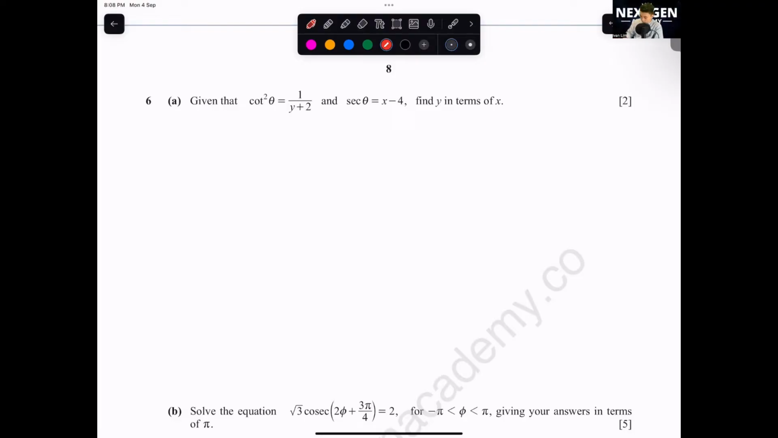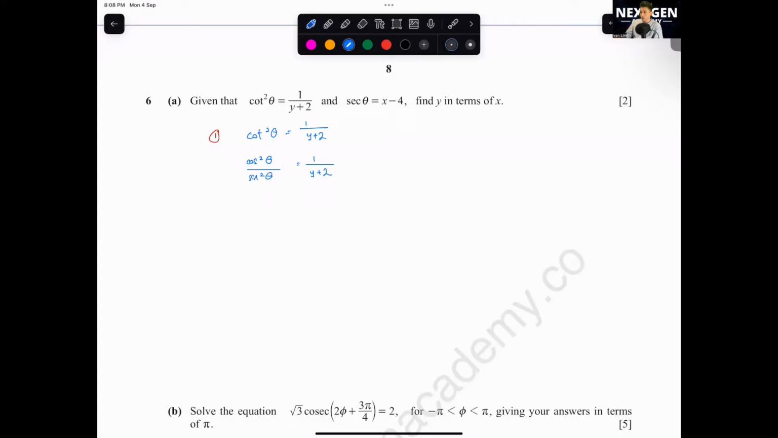So this is what I'll do. My first equation here, cot squared theta, I will straight away write as cos squared theta over sine squared theta. You want to understand why? Because cot is 1 over tan, and tan is sine over cos, so 1 over tangent will be cos over sine. Don't have to keep writing that over and over again, but if you want to write, also can. So here, cos squared theta over sine squared theta equals 1 over y plus 2.